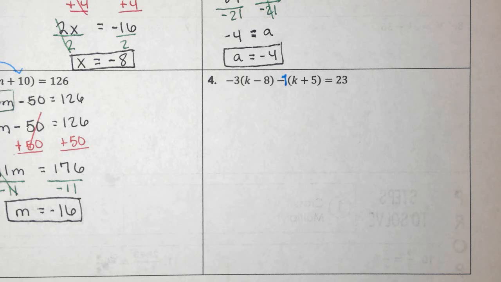You may get some wild answer. You're trying to figure out why is your answer so off, or some crazy decimal or something. It's probably because you set this one up wrong. Not saying that your answers can't be decimals. It's just that on this one, it probably won't be. It's just that you need to set your equation up right.